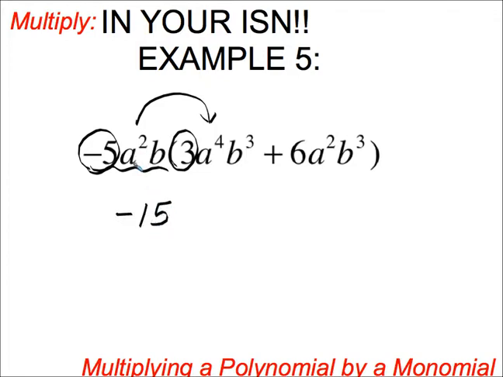Okay, now look at my a's. A to the second, a to the fourth gives me a to the sixth. B to the first, b to the third, b to the fourth. You multiply the next one.